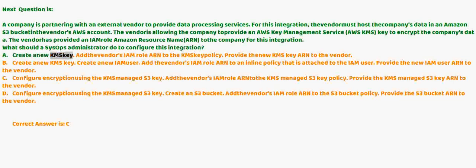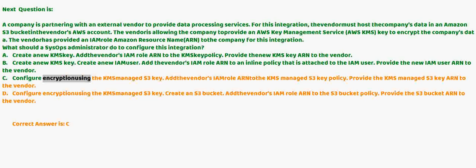A. Create a new KMS key. Add the vendor's IAM role ARN to the KMS key policy. Provide the new KMS key ARN to the vendor. B. Create a new KMS key. Create a new IAM user. Add the vendor's IAM role ARN to an inline policy that is attached to the IAM user. Provide the new IAM user ARN to the vendor.